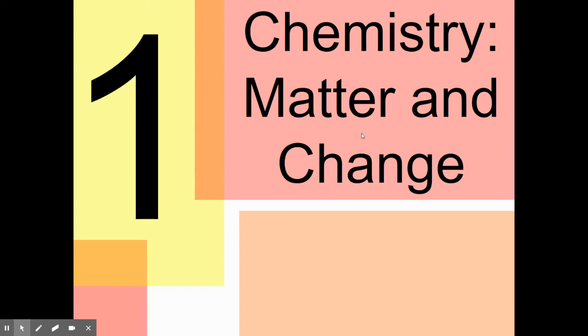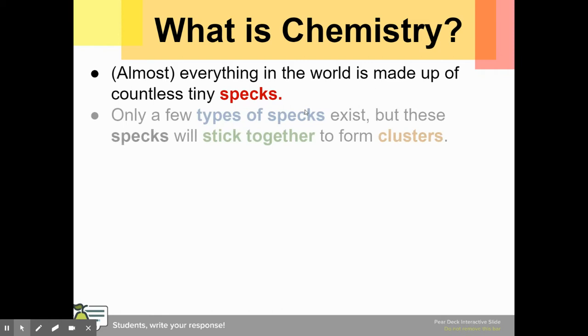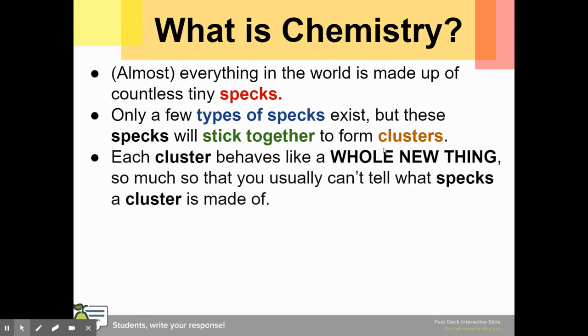And when they do, I want you to bring your mind back to what chemistry is essentially. And it's this: everything in the world is made up of countless tiny little specks, okay? There's only a few types of specks that exist, but these specks will stick together and form little clusters of specks. And these clusters can behave like whole new things. So keep that in mind. Chemistry is about little specks that stick together and form clusters. There's different kinds of specks, and so they'll stick together differently, following different rules.